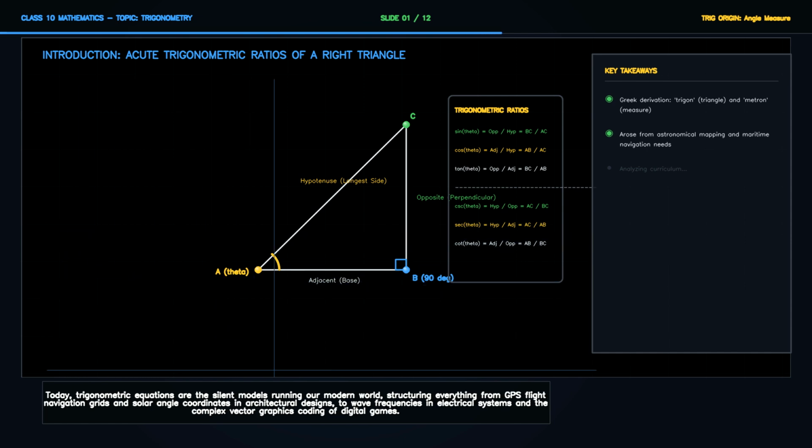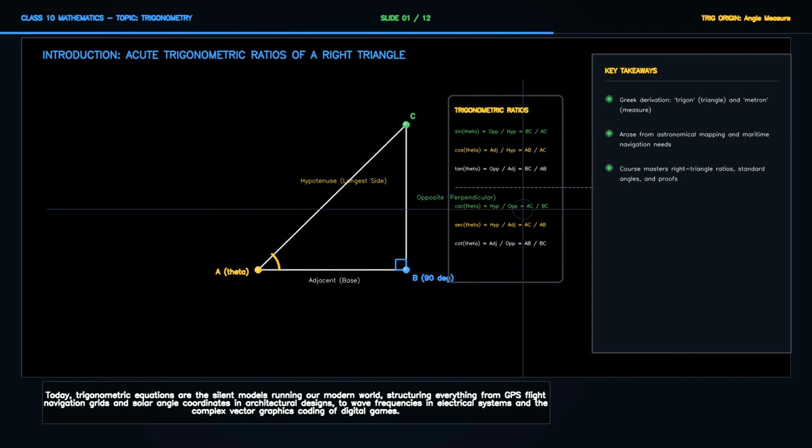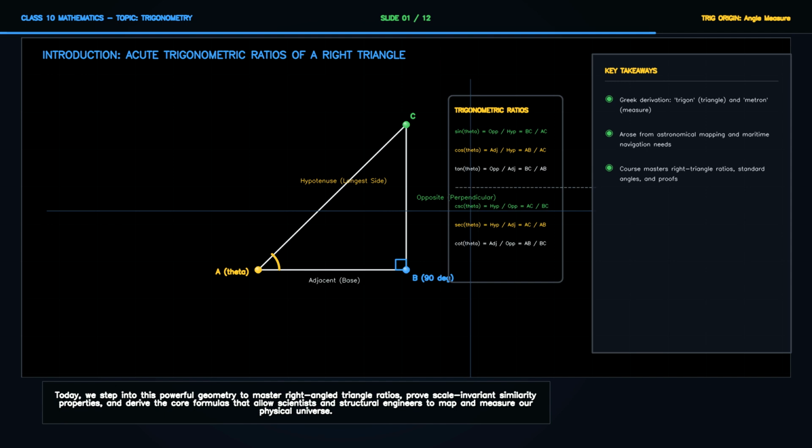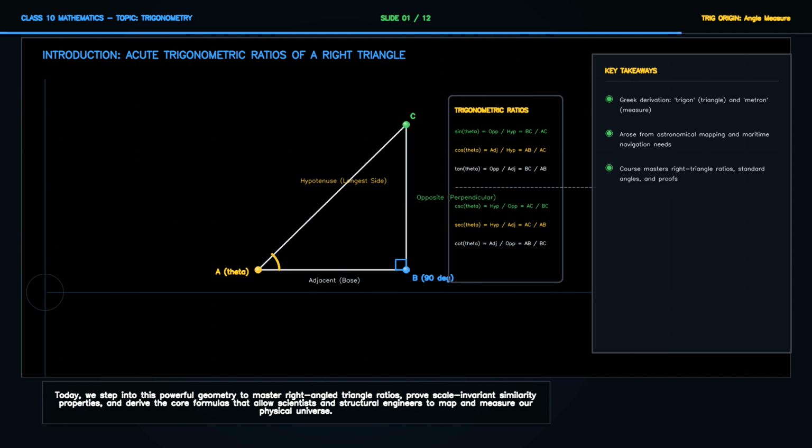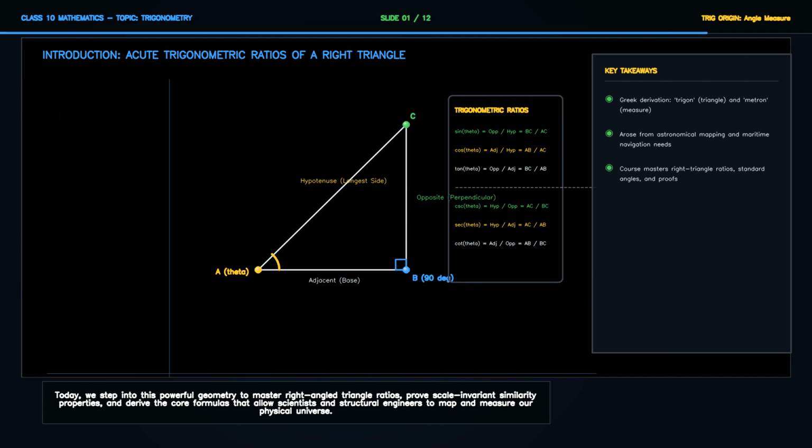and solar angle coordinates in architectural designs, to wave frequencies in electrical systems and the complex vector graphics coding of digital games. Today, we step into this powerful geometry to master right-angled triangle ratios, prove scale-invariant similarity properties, and derive the core formulas that allow scientists and structural engineers to map and measure our physical universe.